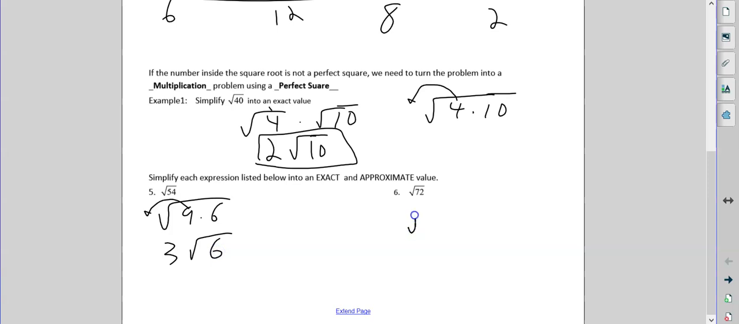72. This one is going to break down to the perfect square 36. That's the biggest one that goes into it. Times 2. This comes out as a 6.